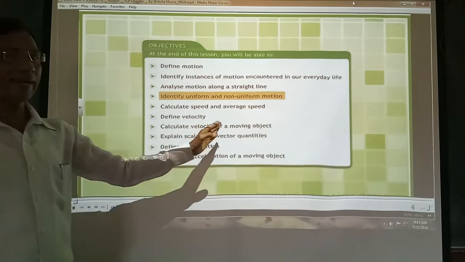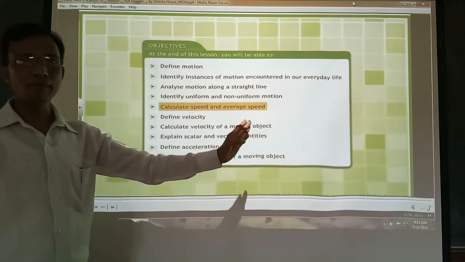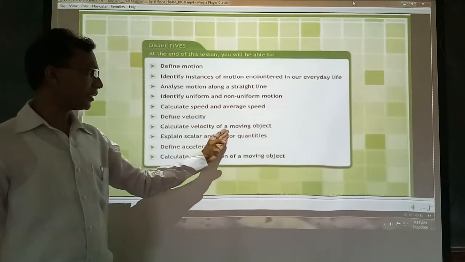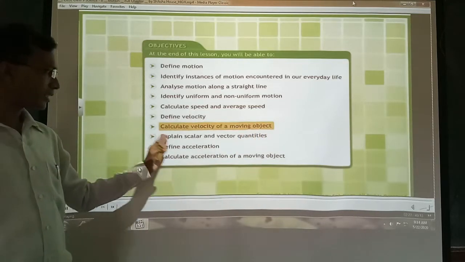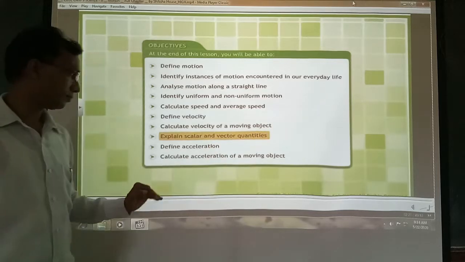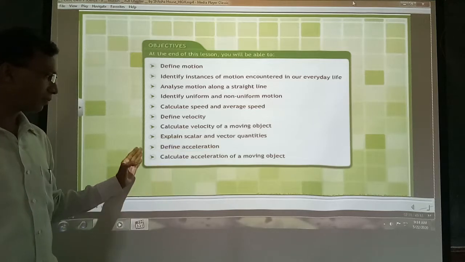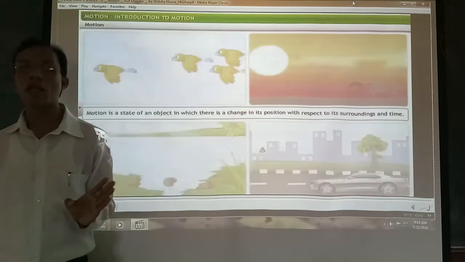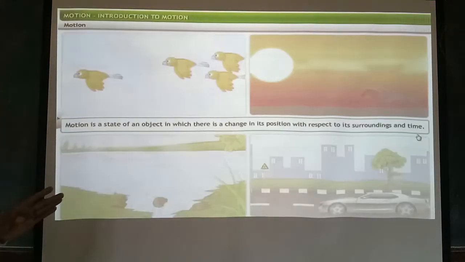calculate speed and average speed, then define velocity, then calculate the velocity of a moving object, then explain scalar quantities as well as vector quantities, then define acceleration, and then calculate the acceleration of moving objects in our day-to-day life. So all this we have to discuss in motion.